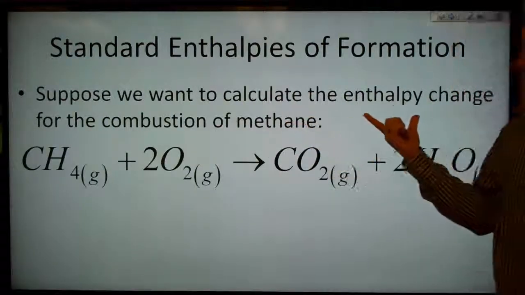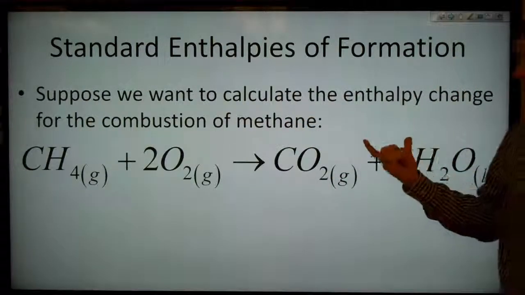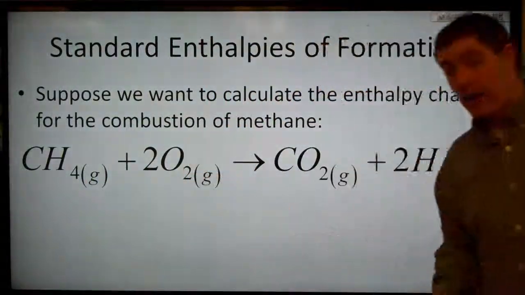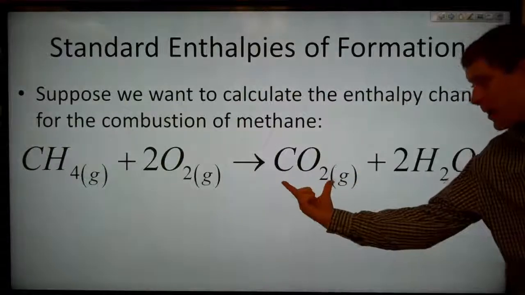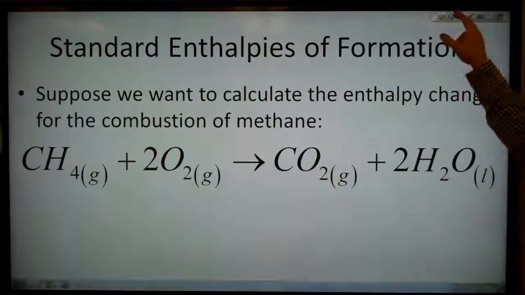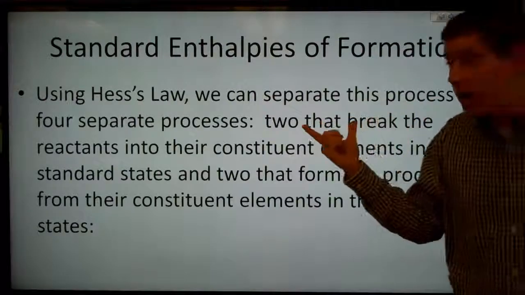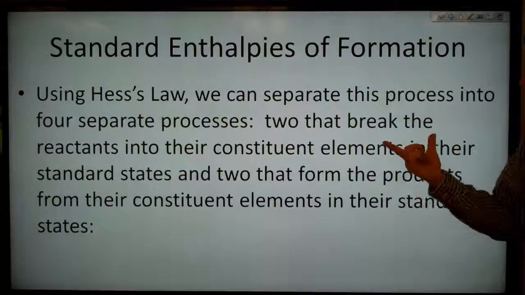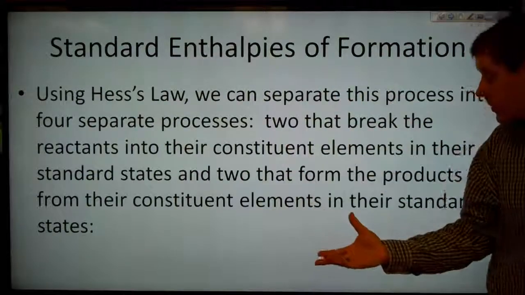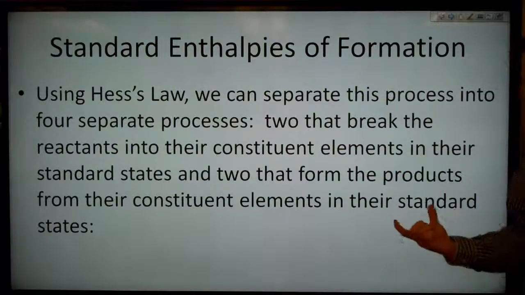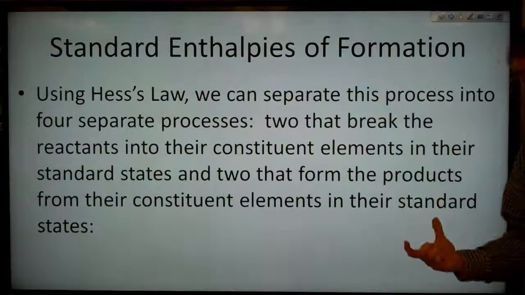So suppose we want to calculate the enthalpy change for the combustion of methane. So we start out with CH4, and we add some oxygen gas, and we make some CO2 and water, and we'll get some energy out. So using Hess's law, we can now separate this process into 4 separate processes. 2 that break the reactants into their constituent elements in their standard states, and 2 that form the products from their constituent elements in their standard states.